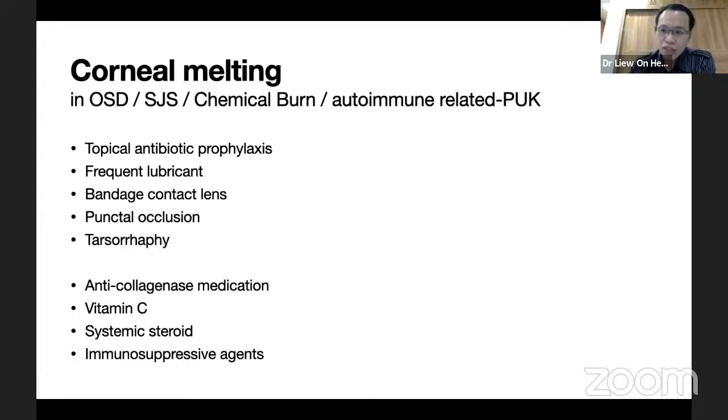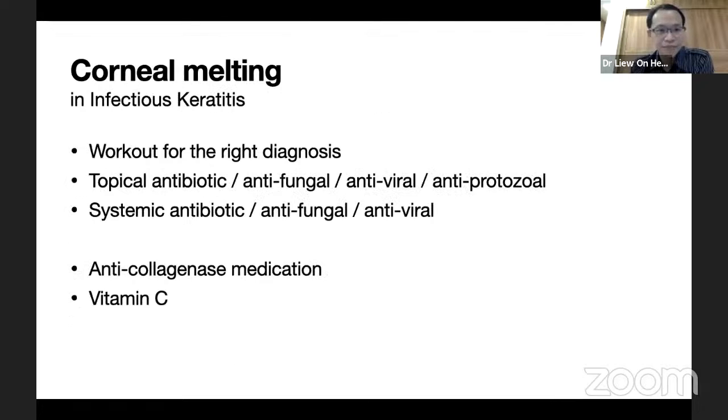Anti-collagenase medications such as doxycycline or tetracycline may improve corneal healing and prevent further corneal meltdown. Vitamin C is very important, an essential cofactor in corneal wound healing. However, there is no solid evidence that proves its efficacy. Systemic steroids and immunosuppressive agents should be used in autoimmune-related corneal melting.